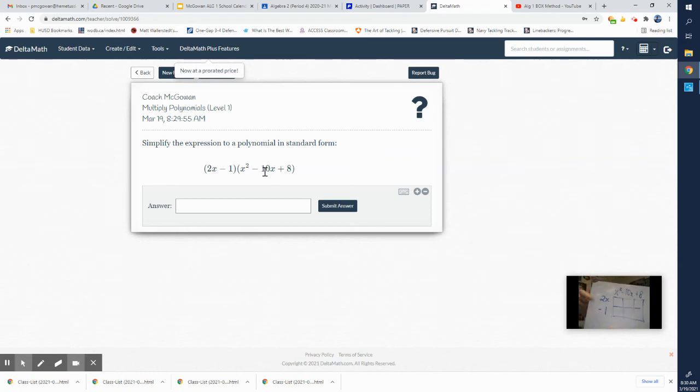I have x squared times 2x, negative 10x times 2x, and a positive 8 times 2x. 2x times x squared gets me 2x to the third. 2x times negative 10x gets me negative 20x squared. 2x times 8. Well, 8 times 2, 16 with the x there. Negative 1 times x squared. Okay, negative x squared. Negative 1 times negative 10x makes it positive 10x. Negative 1 times positive 8 makes it negative 8. Let's start combining our like terms.